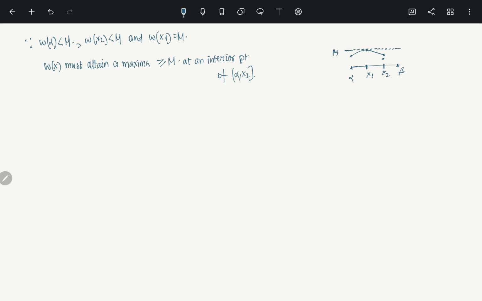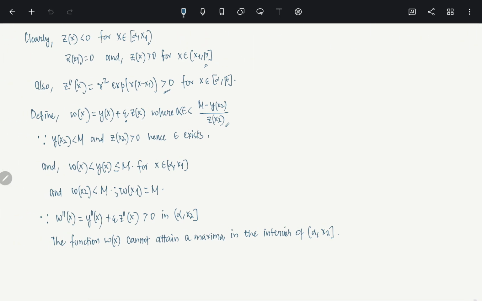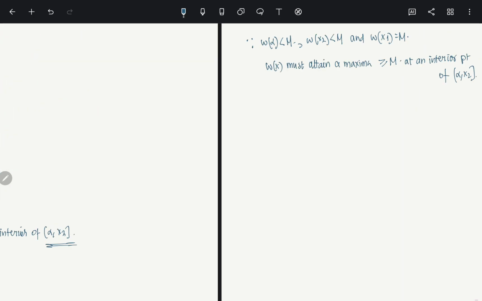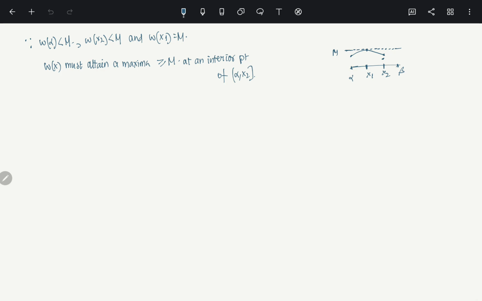Yes, okay. So this is a contradiction, right? Because we just showed that Wx cannot attain any maxima in alpha x2, and here we are showing it has to have a maxima between alpha and x2. So that's a contradiction. Hence, what can we say? Therefore, there does not exist an x2 between alpha and beta, with x2 greater than x1, such that y of x2 is less than m.